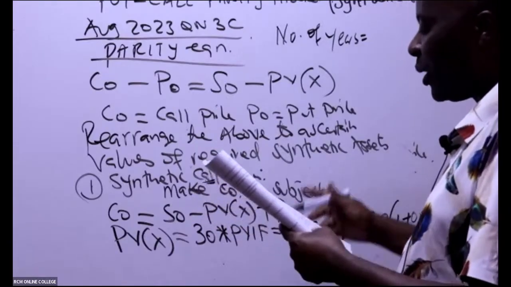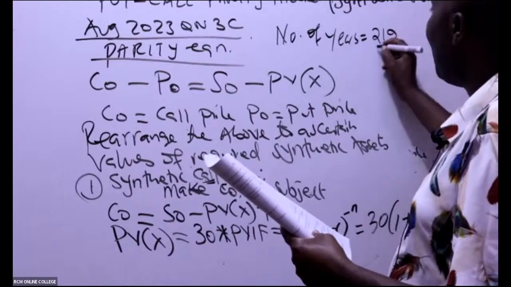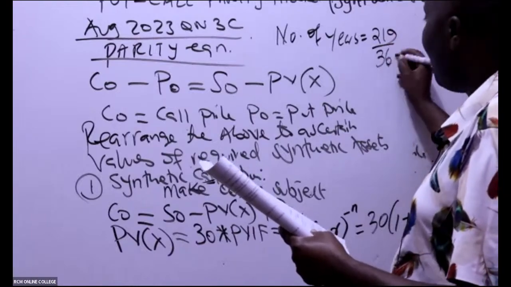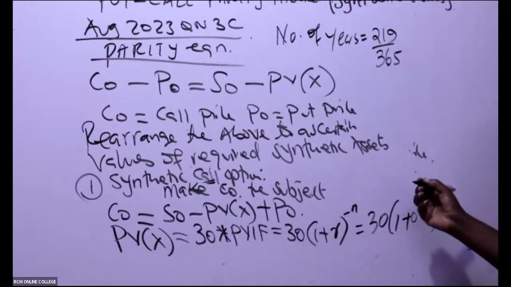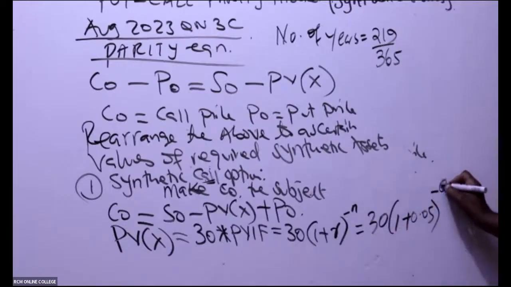The number of days to the option's expiration is 219, divided by how many days in a year? Divided by 365 days in a year. So is there somebody who can give us this? Yeah, so then raised to 0.6.